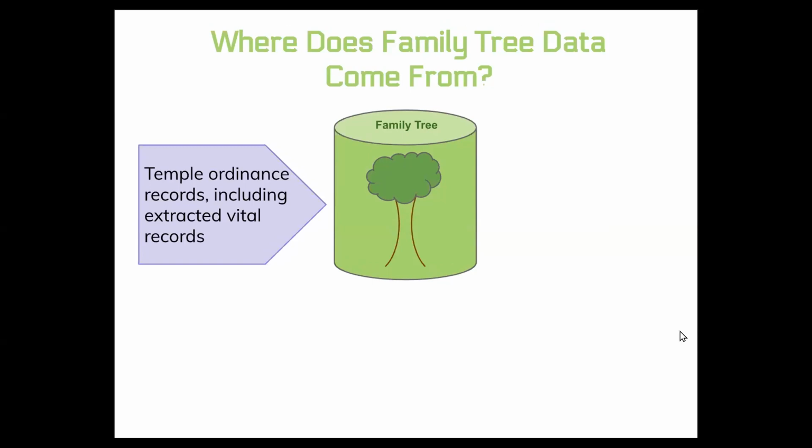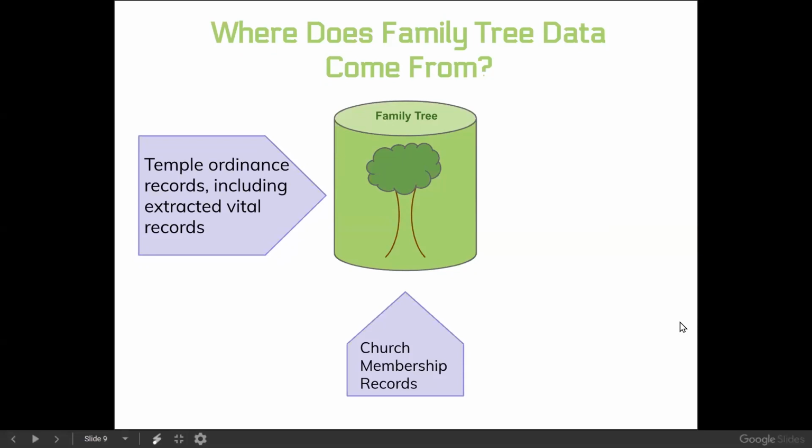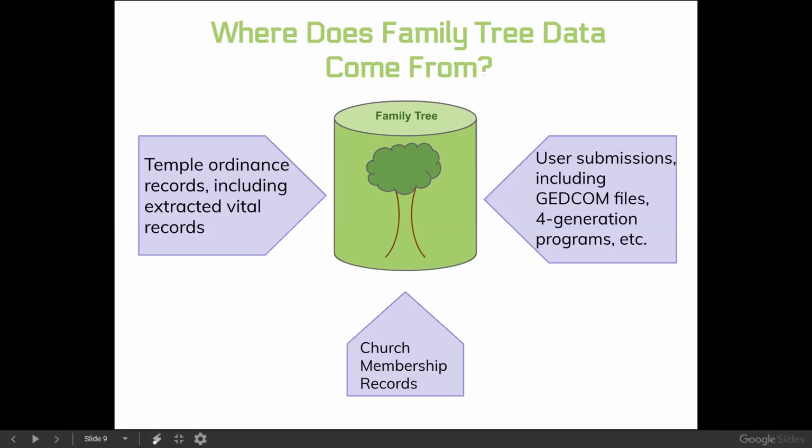So then we've got church membership records, and by church I mean Church of Jesus Christ of Latter-day Saints. The information from members of the church is fed into Family Tree when the person passes away. So once a person has died, if they were a member of the church, then their information will show up in Family Tree. Then finally, the last contribution, if you will, to the data in Family Tree is just by regular users like you and me.